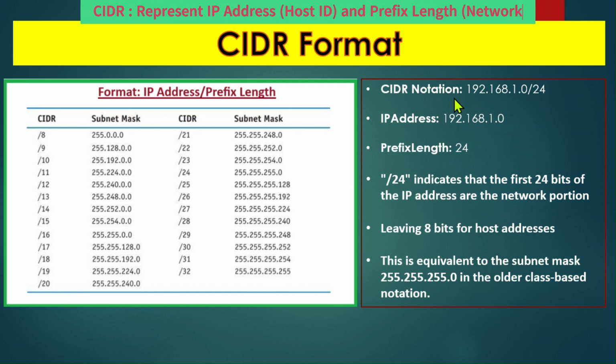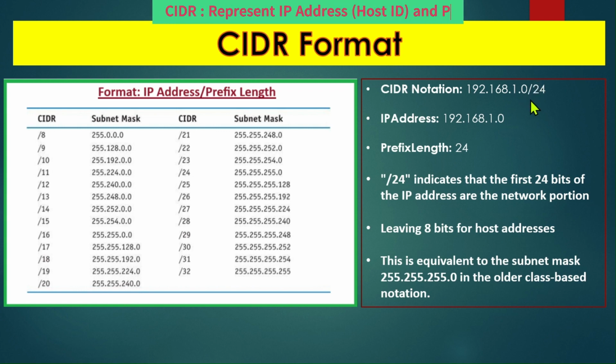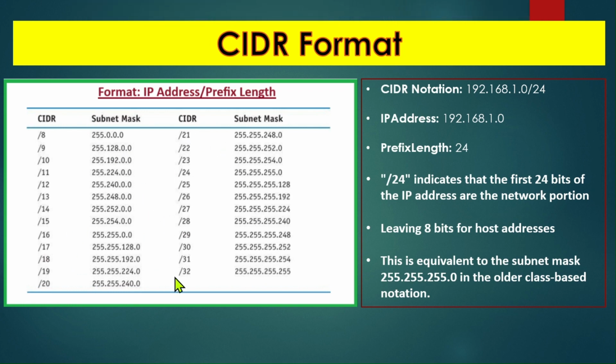For example, CIDR notation 192.168.1.0/24. IP address 192.168.1.0. Prefix length 24. In this example, the 24 indicates that the first 24 bits of the IP address are the network portion, leaving 8 bits for host addresses. CIDR allows for variable-length subnetting, meaning that you can have subnets of different sizes within the same network.